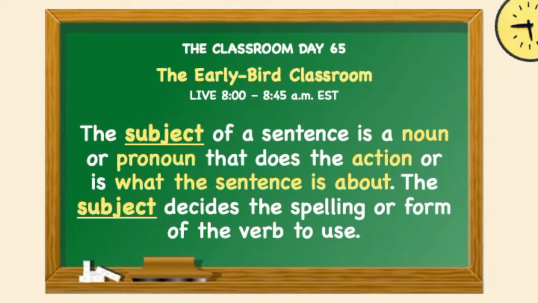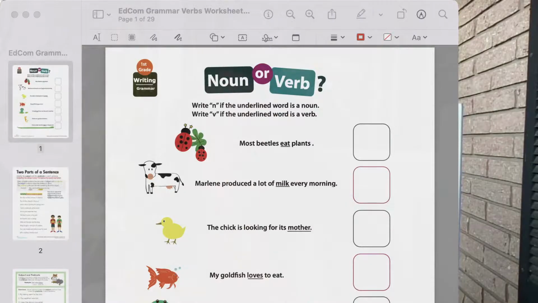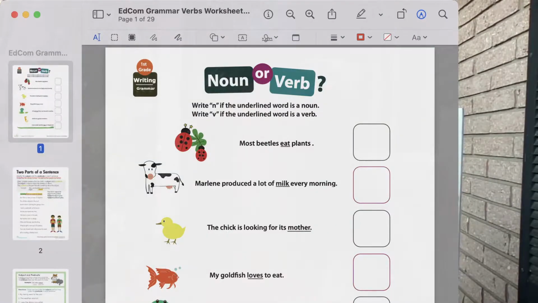And we can recognize the subject of a sentence because the subject of a sentence is either a noun or a pronoun. Now, we've gone over what nouns are and what pronouns are a lot, so much so that we even had this worksheet for you, right? So that you could show yourself or show me or show your parents or show somebody, please, show somebody that you know the differences between nouns and verbs, right?